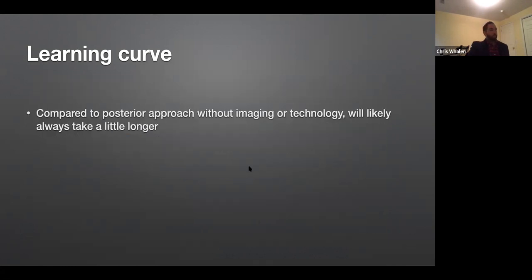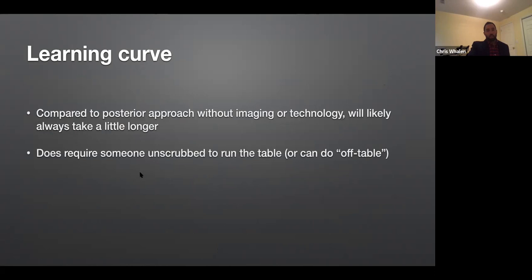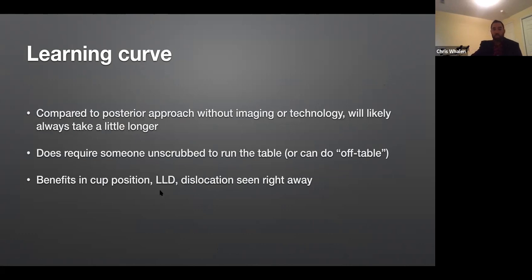I think compared to a non-guided posterior approach, the anterior is always going to take a little longer. I would estimate probably 5 to 10 minutes. If you're doing intraoperative x-rays routinely or using a robot, I think you can get the operative time pretty equivalent. As we mentioned, it does require someone to run the table, or you can do an off table. I think the benefits in cup position are seen right away.